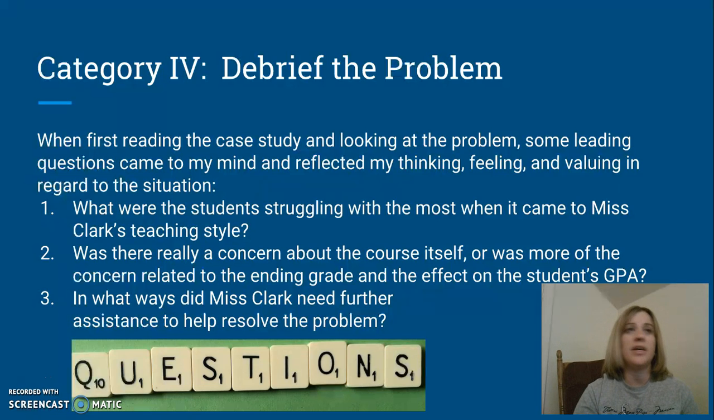Secondly, was there really a concern about the course, or was the concern just about the grades related to the GPA? Getting to the root of what the real problem was and what the real concern was so you can address that. And sometimes I feel that other problems get brought into it without directly looking at the impact. Third was, in what ways did Ms.